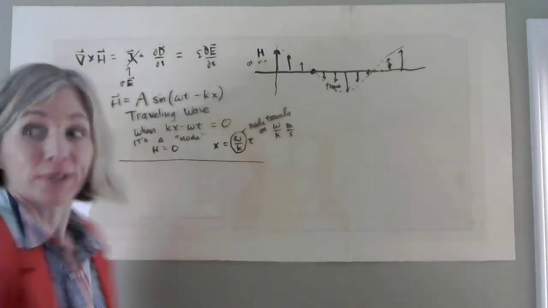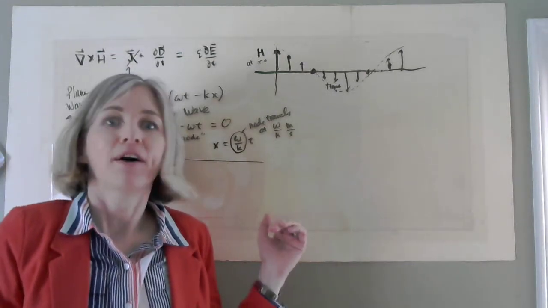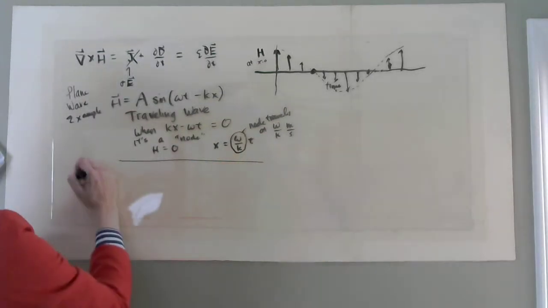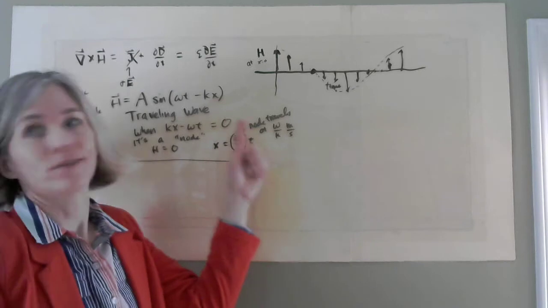And why is it called a plane wave? This is the value of H everywhere in the, what are the other two components?